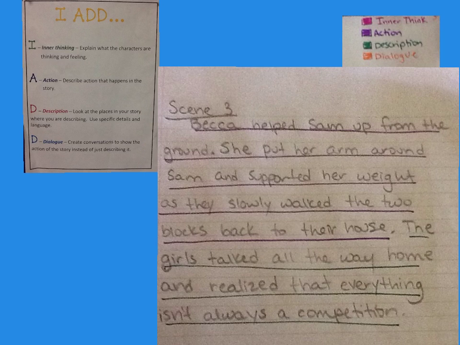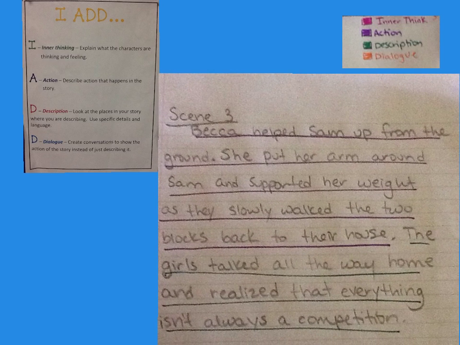Oh no, as I looked back at this section, I realized that I showed some action here with Becca helping Sam up and them walking back to their house, and a little bit of description here just saying that the girls talked all the way home. But I don't have any dialogue or inner thinking at all in this part. So instead of just telling that the girls talked all the way home, I probably should show that using some dialogue. So I need to go back and do some revisions to make this scene even better.